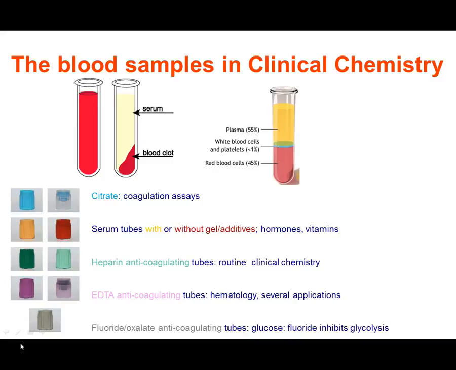We also have tubes containing EDTA, which strongly binds to calcium, and that means that there's no clotting at all anymore. And last but not least, we have the fluoride oxalate anticoagulating tubes, which are used for stabilization of glucose, because glycolysis is inhibited by fluoride.